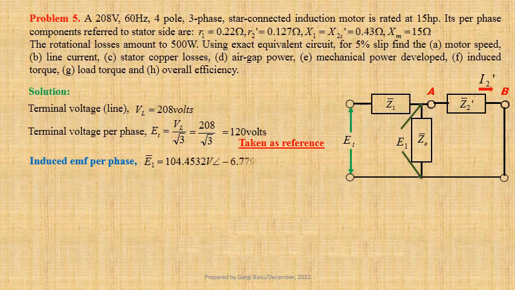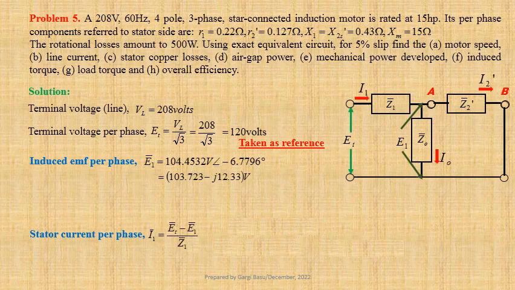We have obtained induced EMF per phase E1 equals 104.4532 volt at an angle minus 6.7796 degree. This may be written in Cartesian form as 103.723 minus j times 12.33 volt. Let us now calculate stator current per phase. I1 equals (Et minus E1) divided by Z1. We have determined stator impedance per phase Z1 equals 0.483 ohm at an angle 62.9 degree.